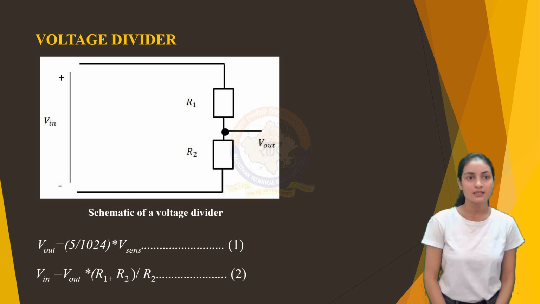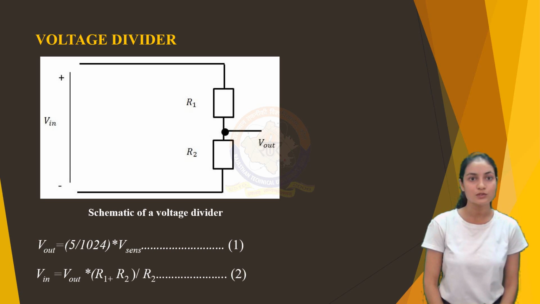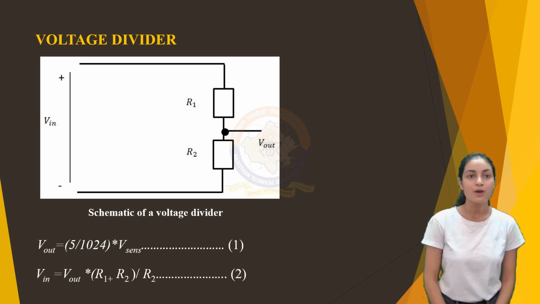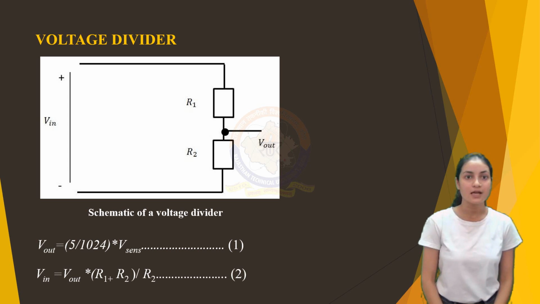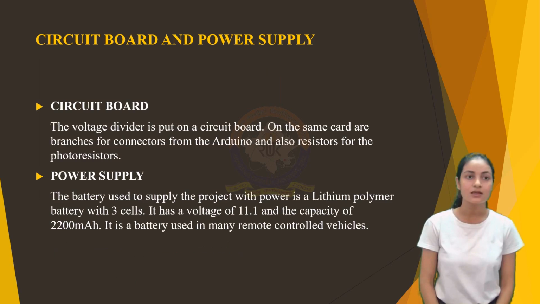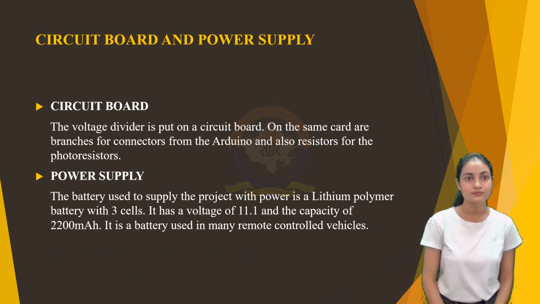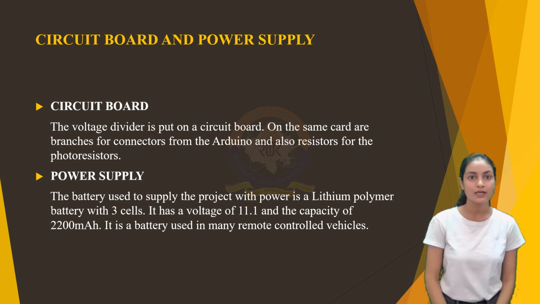With V input and the resistors provided, the circuit current and wattage can be determined through Ohm's law, as well as the amount of watt hours delivered by the solar panels. Next is the circuit board. The voltage divider is put on a circuit board. On the same card are branches for connectors from the Arduino and also resistors for the photoresistors.